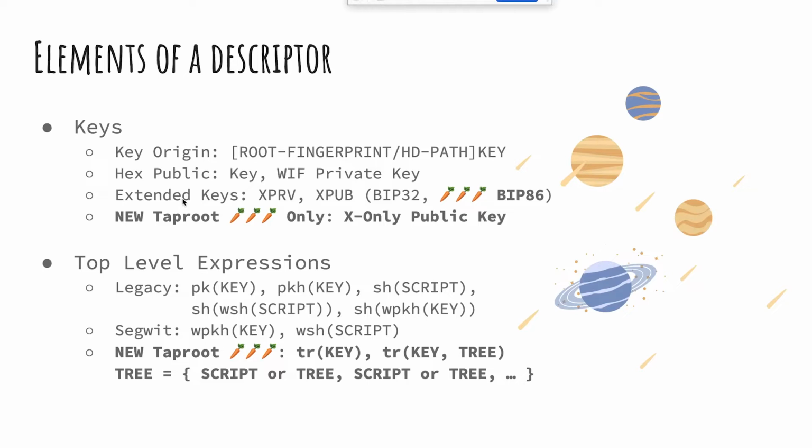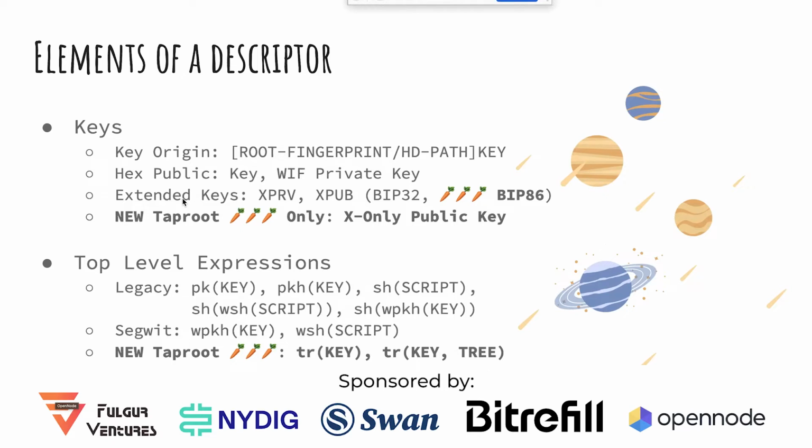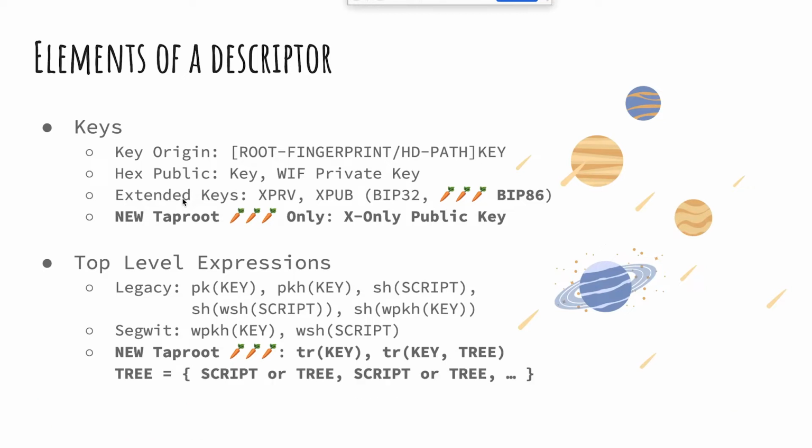The other thing you can put in a descriptor for the key part of a descriptor is an extended private key or public key. So this is BIP32. That means that you can have wildcards. So instead of just having a single key wallet, like just one public key, you can have, based on this path, a limited number of public-private key pairs generated, the HD path.